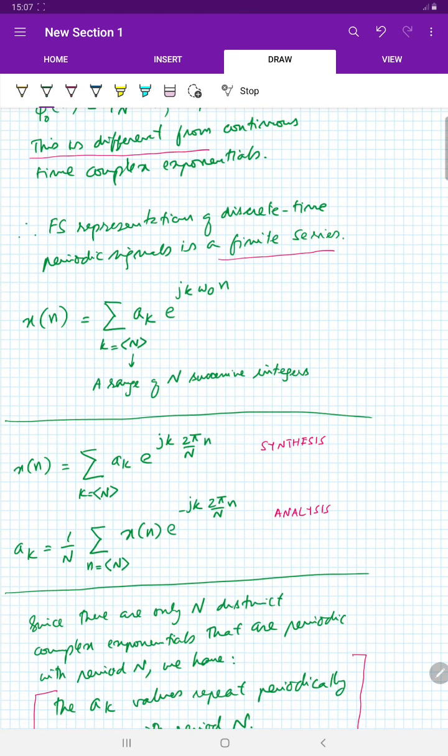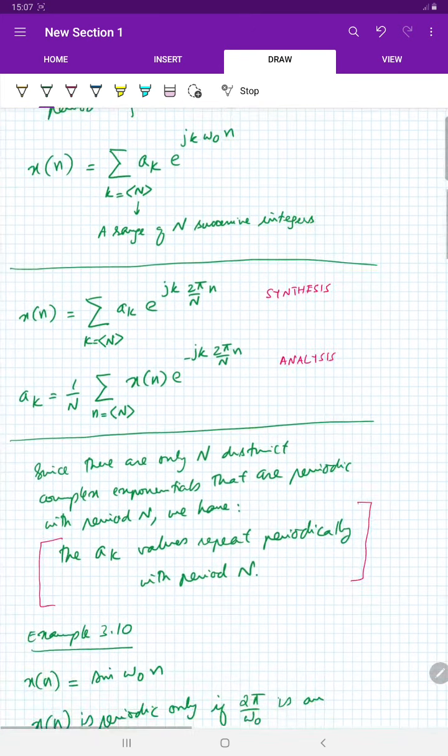There are a lot of parallels between the continuous time Fourier series and the discrete time Fourier series. Here are the synthesis and analysis equations. They are basically the same, except that now the summation is a finite summation, and of course it is a discrete signal. The form of the analysis and synthesis equations remains the same.